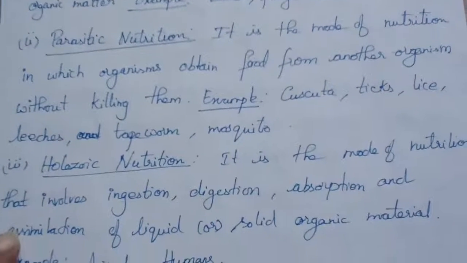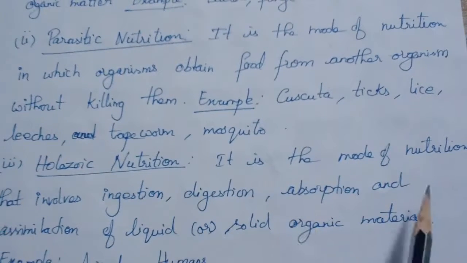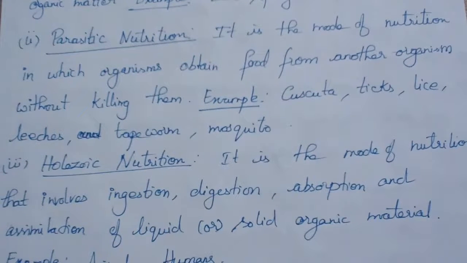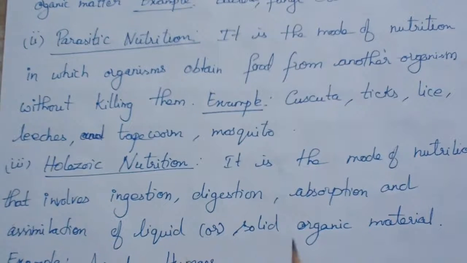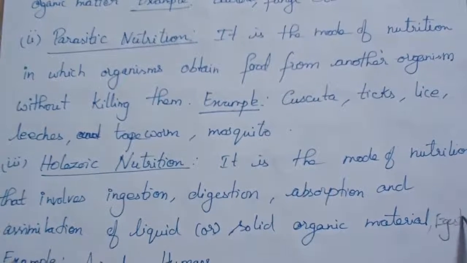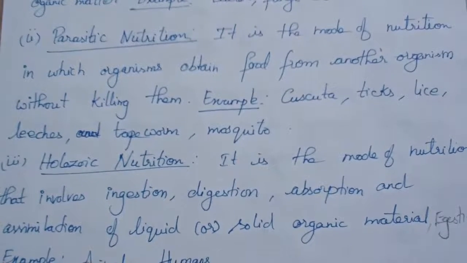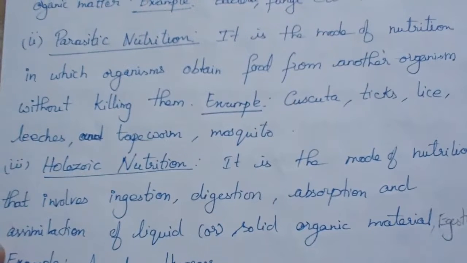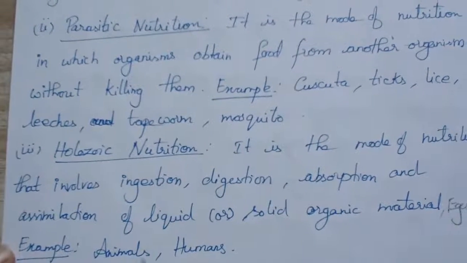Next is holozoic nutrition. It is a mode of nutrition that involves ingestion, digestion, absorption, and assimilation of liquid or solid organic material, and finally egestion, the removal of the undigested material as waste. It happens in animals and human beings.